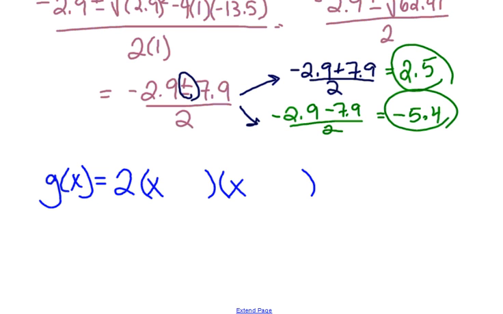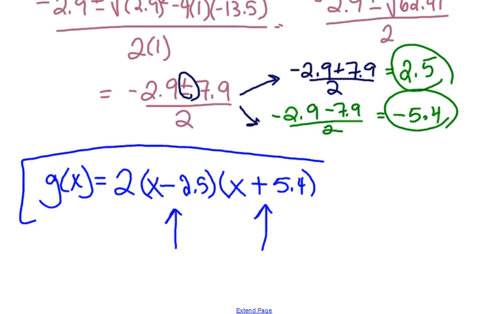I take my numbers that I got, which are 2.5 and negative 5.4. But the problem is when it's in x-intercept form, these signs right here are the opposite. So according to my formula, since this was a positive 2.5, it's going to be minus 2.5. Since this was a negative 5.4, it's going to be a positive 5.4. So there you go. You have your polynomial form transformed into your x-intercept form.